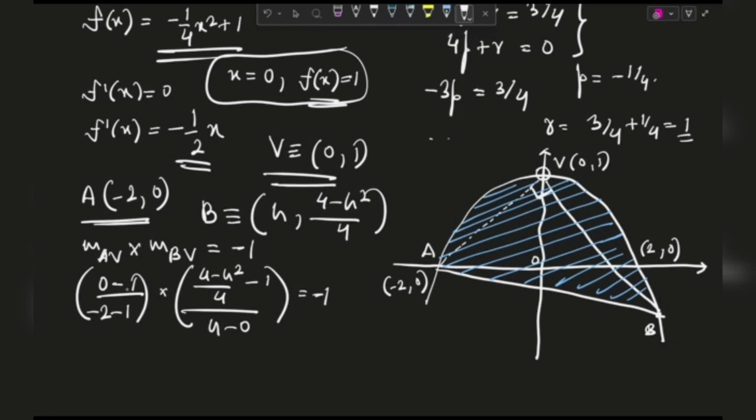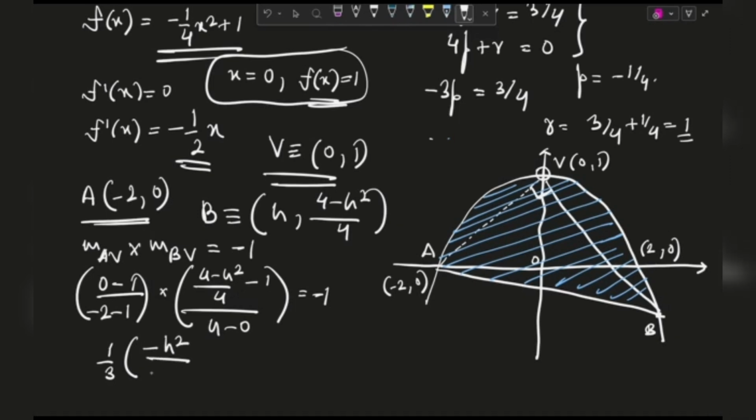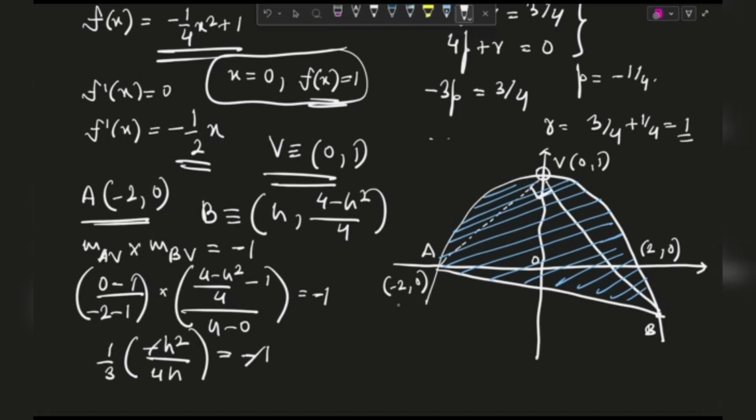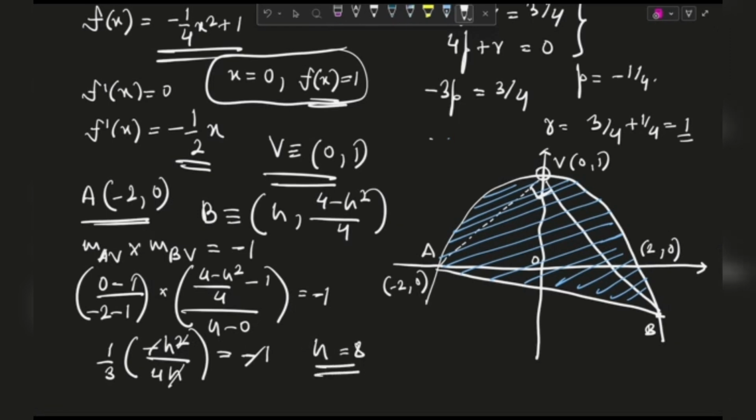Let's manipulate this a bit. This is minus 1 by minus 3, so 1 by 3. And this is (4 minus h squared minus 4), so minus h squared by 4h, equal to minus 1. Minus and minus cancel. h obviously can't be 0, otherwise B and V will coincide. So we can cancel this h out freely. And now our h comes out to be 8.